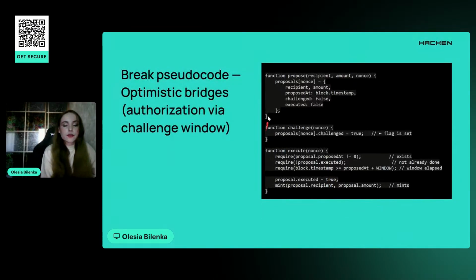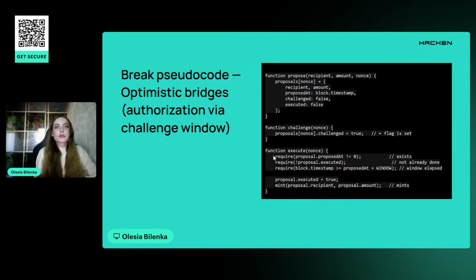Let me show you the pseudocode. There are 3 functions here. The first is propose. It sets the challenged field to false. There is a challenge function which sets the proposal's challenged field to true, and we have an execute function. It has 3 require statements. The first is to check whether the proposal exists. The second one is to check whether it has not been executed before, and the last one checks whether the challenge window has elapsed.